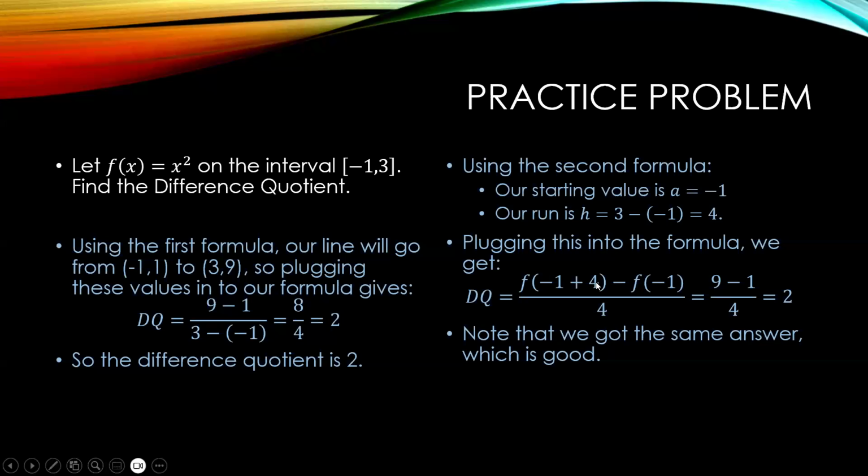Well, -1 plus 4 is 3. F of 3 is 9. F of -1 is 1. So it's 9 minus 1 over 4, which is 2. And so we got the same answer, which is good. And it's the same answer we got when we just looked at the graph. And so all of this seems to be checking out.